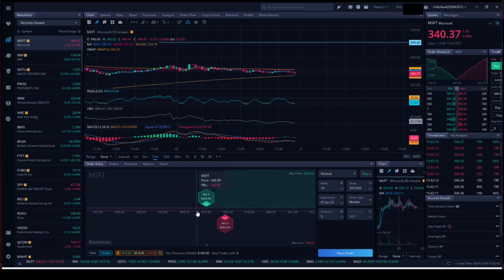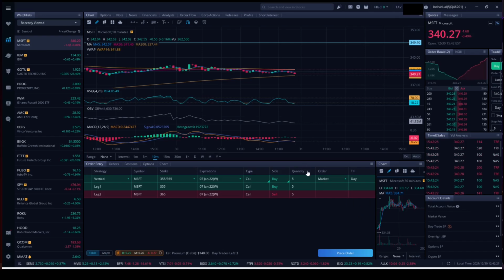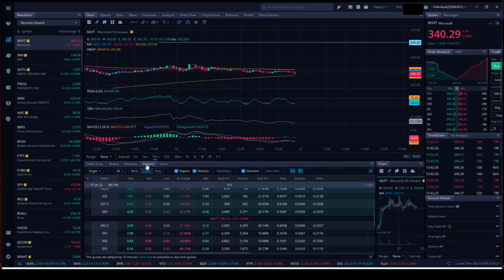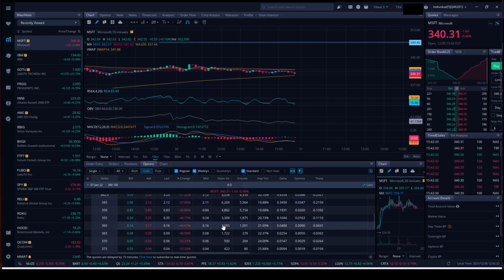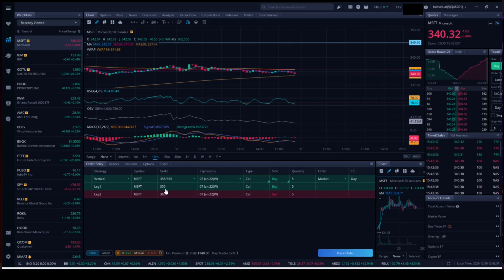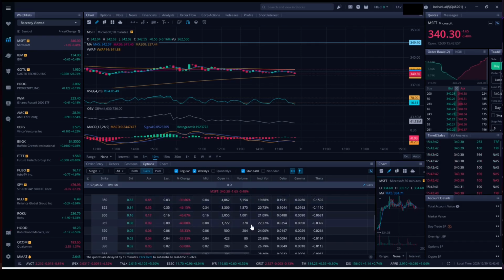probability, because your probability of success in this case is, if we were to look at the delta for these options. I like to use delta when I look at options to determine my probability of going in the money. So let's see, what did we say here? 355, 365. If we look at the delta of these options, 365 has a delta of 0.02, and 355 has a delta of 0.1.